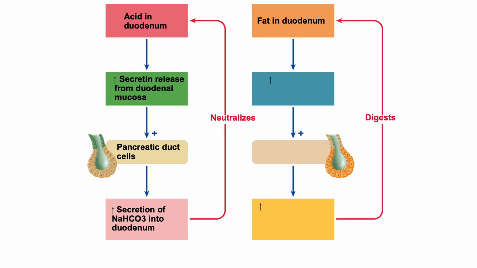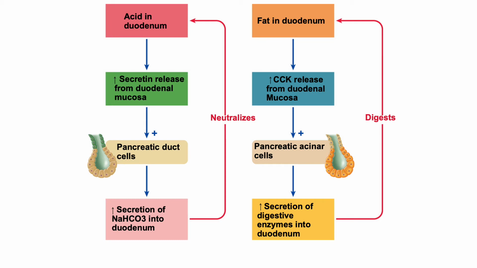If there's fat within the duodenum, we'll see the release of cholecystokinin from endocrine cells in the mucosa. That hormone will travel again to the pancreas, where now we're going to get release from the pancreatic acinar cells. And they're going to release our digestive enzymes into the duodenum. Those are going to go back, and one of those digestive enzymes, remember, was lipase, so we'll decrease the amount of fat and via negative feedback, shut this system down.